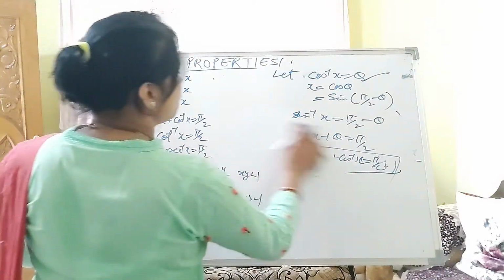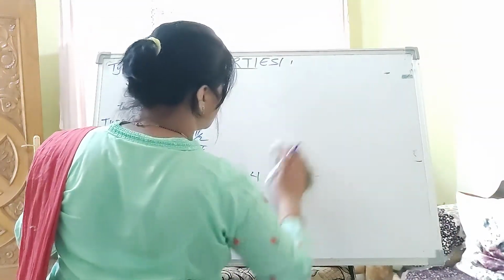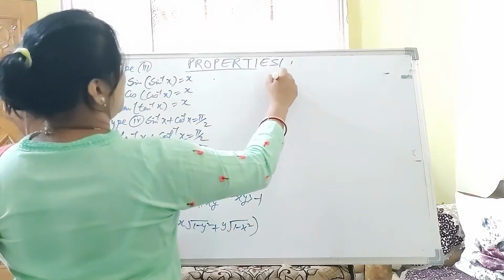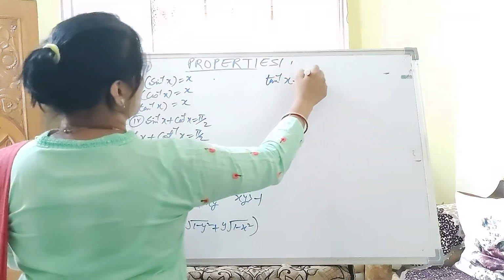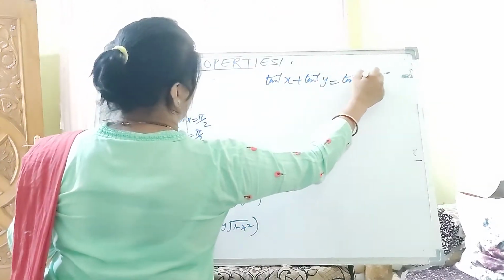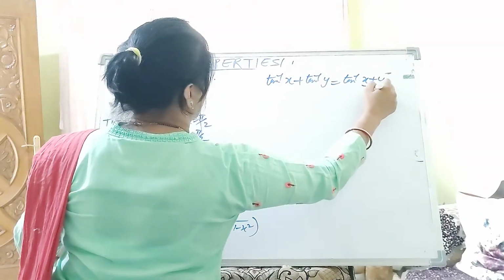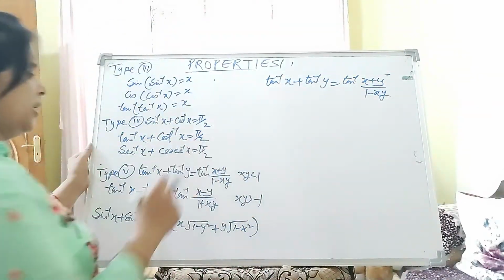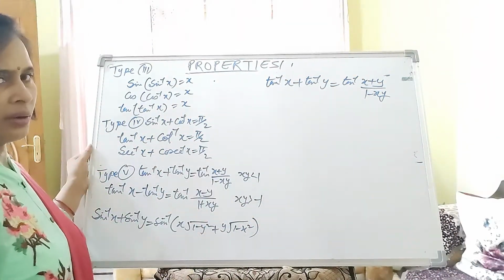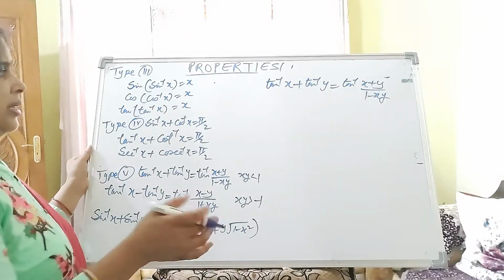Let us move to the next kind of property. This property is about tan inverse, very important. Tan inverse x plus tan inverse y is equal to tan inverse of x plus y upon 1 minus xy, provided this xy should be less than 1. Otherwise the formula will be another.